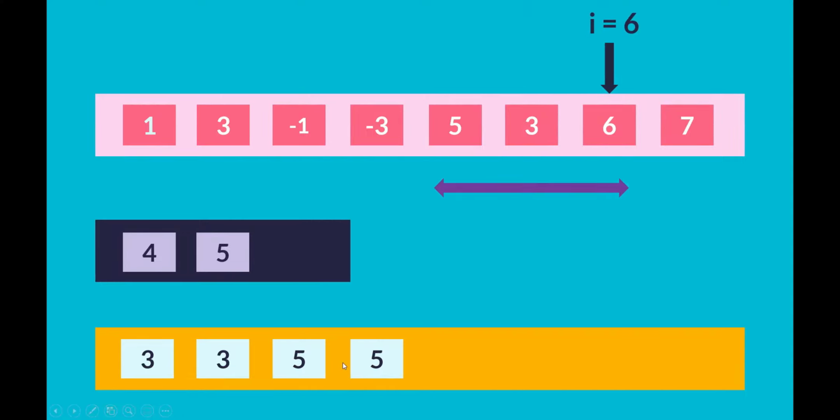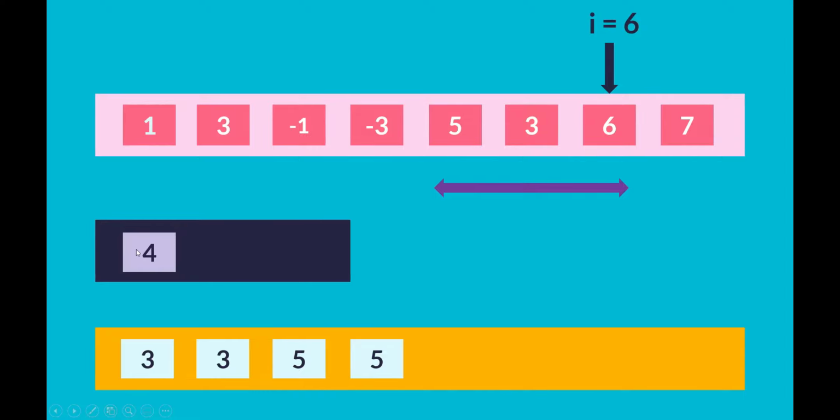Now I is incremented. Now it points to element 6. So 6 is greater than the element at the back of the DQ, which is index 5, which is 3. So this 3 will no longer be maximum of this sliding window. So we'll need to pop that 3 out. So we pop it out.